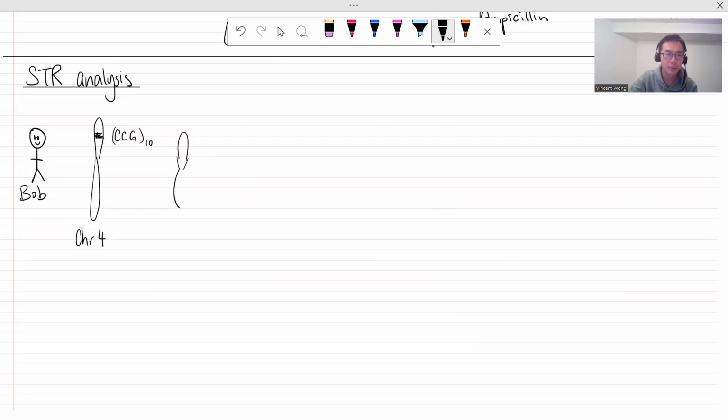And then I'm going to look at another chromosome, maybe chromosome 17, and there is another thing here, let's say AT repeated 5 times. And then just one more. Let's say we look at chromosome 22, and there's another tandem repeat here. This one is CAA repeated, hold on, I have to make sure the math works out, 5 times.